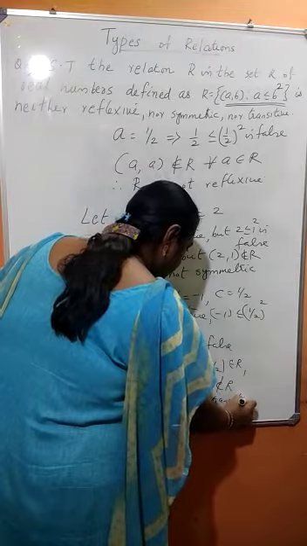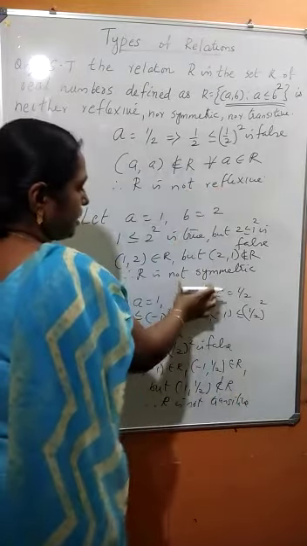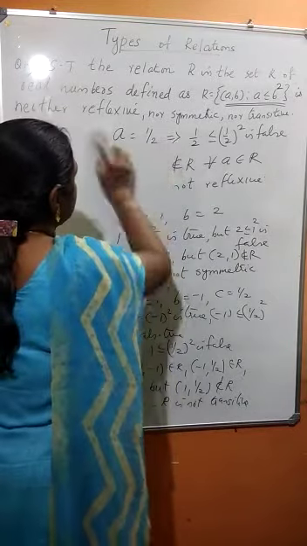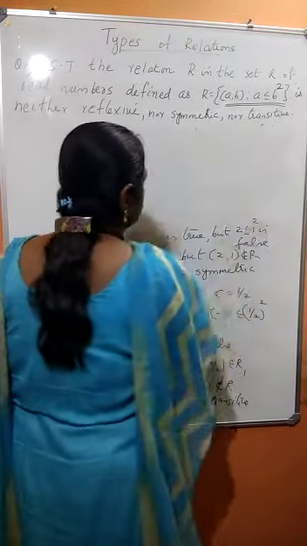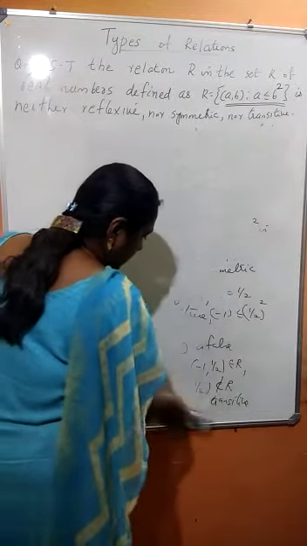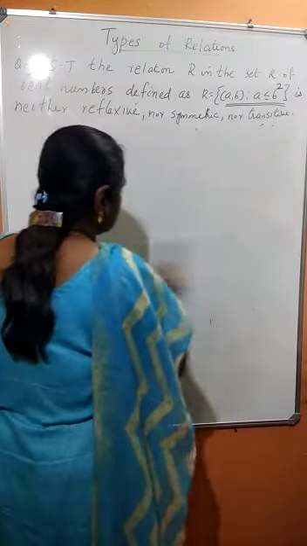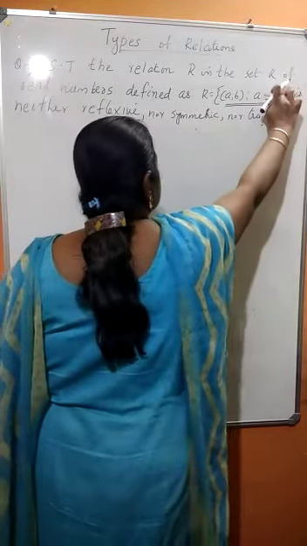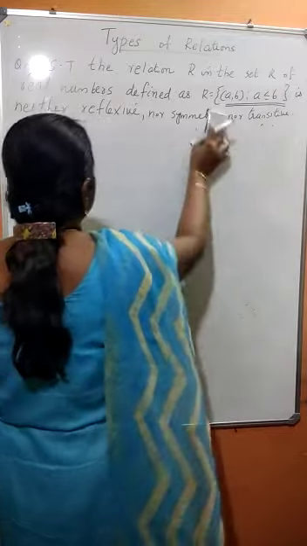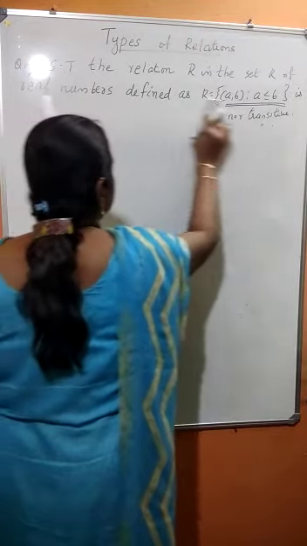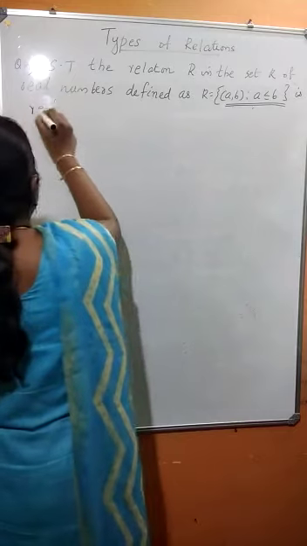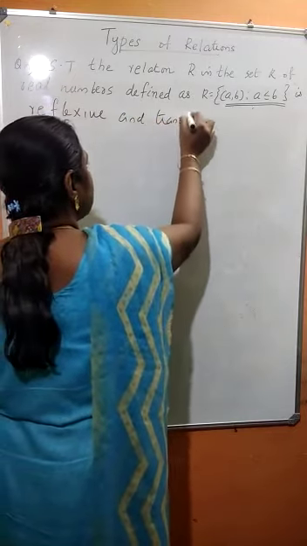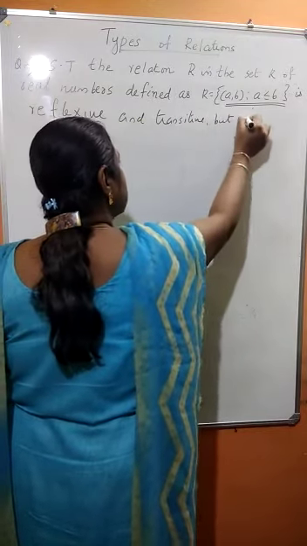So this particular relation, we can see, is not reflexive, not symmetric, not transitive. Now children, another question. I am taking the same set, the set of real numbers, and I am changing the relation like this. Let R be the set of all real numbers and the relation R is defined as the set of ordered pairs (a, b) such that a is less than or equal to b. In this case, it is reflexive and transitive but not symmetric.